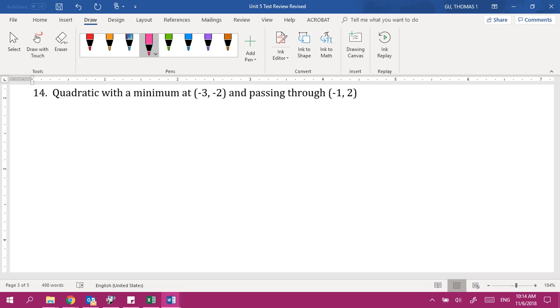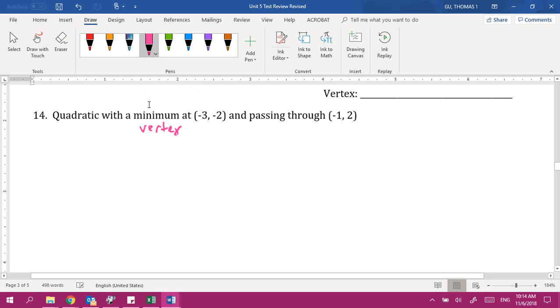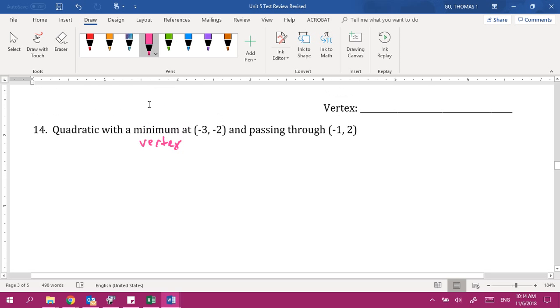Remember, a minimum or maximum is also your vertex. Okay, so they didn't straight up tell you that it's your vertex, but a minimum or maximum is also the vertex. Which means that -3, it would be what? H and K, that's right. -3 and -2, that's your H and K.